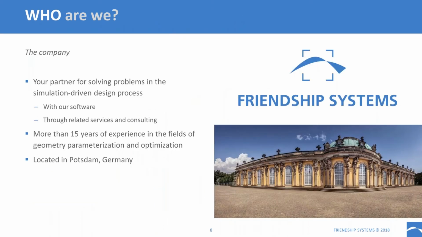And just to conclude my part, very briefly, who are we? Because maybe you haven't heard about us. Here at Friendship Systems, we produce the software CAESES, but we also provide all kinds of services related to this software, trying to solve all the problems that our customers encounter in setting up an optimization process or running an optimization or simulation-driven design process, as I call it here. And we have been working on these things for about 15 years now. And I think this was mentioned before. We're located in Germany, in the city of Potsdam.